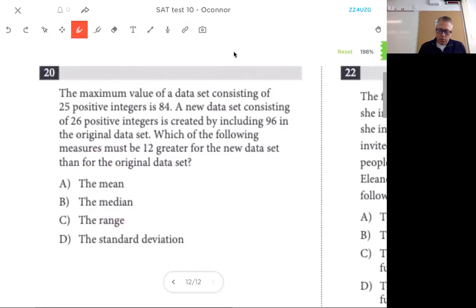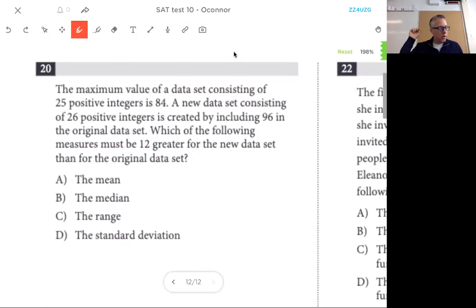So in this problem, if we just have a general understanding of those words, the maximum value of a data set consisting of 25 integers is 84. Just think of a bunch of numbers lined up, and 84 is the biggest one. Then a new set of data consisting of 26 integers is created by including 96 into the original data set. So 84 was the largest, and then we just add a 96 onto the end. Which of the following measures must be 12 greater?